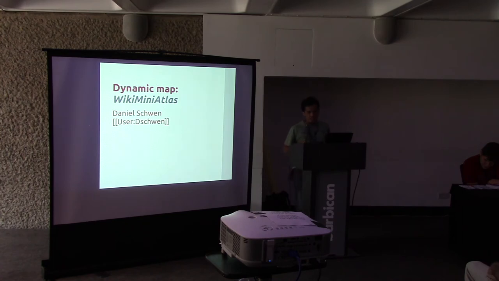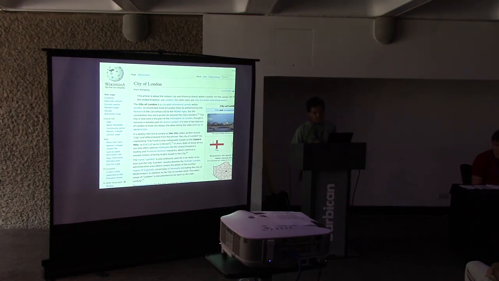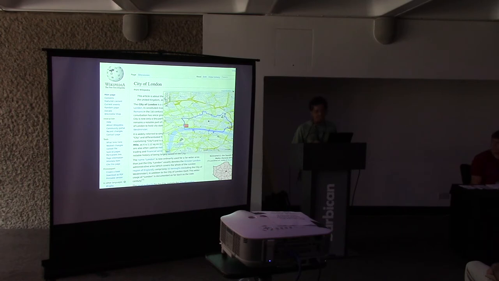Next, another popular use of OpenStreetMap is for dynamic maps. Instead of just having a plain static map on your Wikipedia articles, you can get an interactive map, something like you see on Google Maps. The first dynamic map that you can see on Wikipedia is the Wikimaps Atlas, created by Daniel. For example, if you go to the article on the City of London on Wikipedia, you can click on the globe icon on the upper right corner, and that will show a pop-up dynamic map.